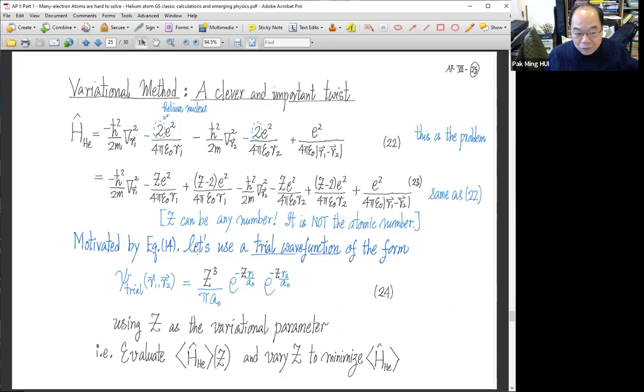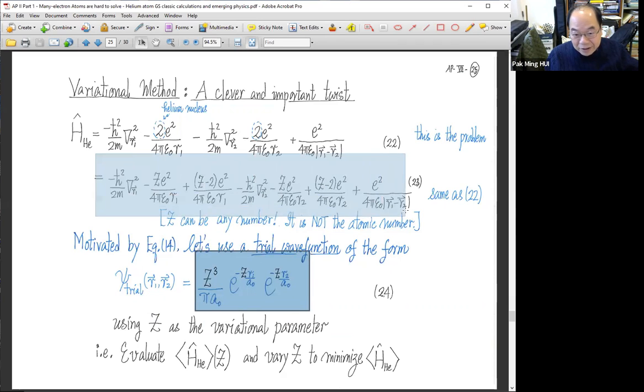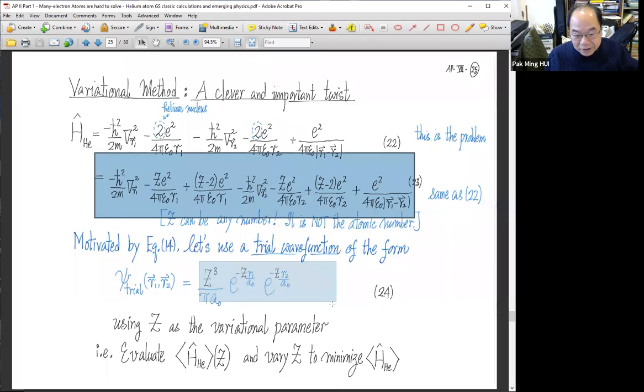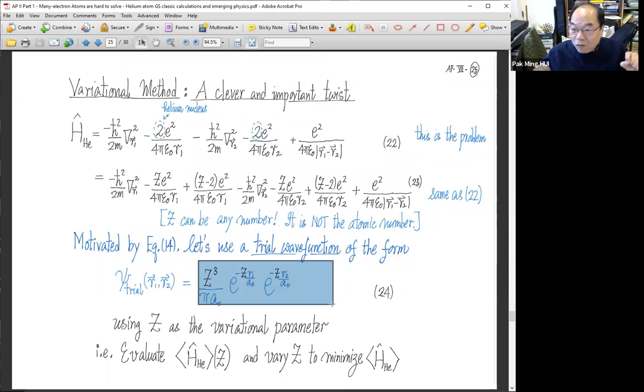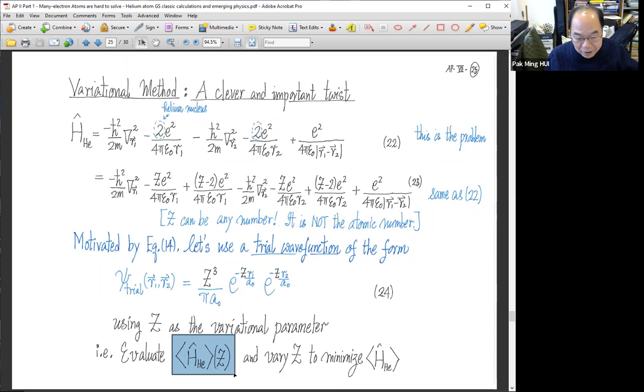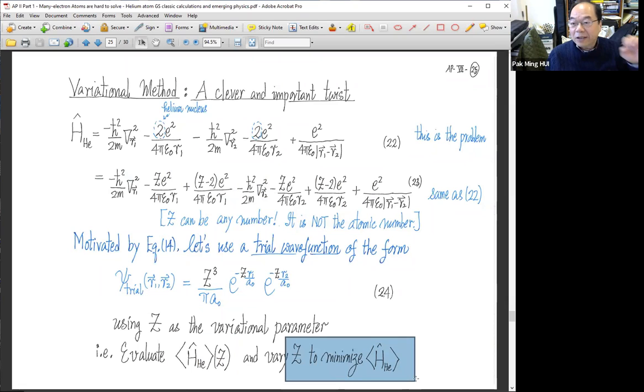Evaluate the expectation value. So this thing, the whole thing in the middle, and this thing, integrate over 6 variables. Okay, so after that, you will get an expectation value that is a function of Z. You vary Z to minimize this expectation value. Then we will have, hopefully, a better estimate of the helium atom ground state.